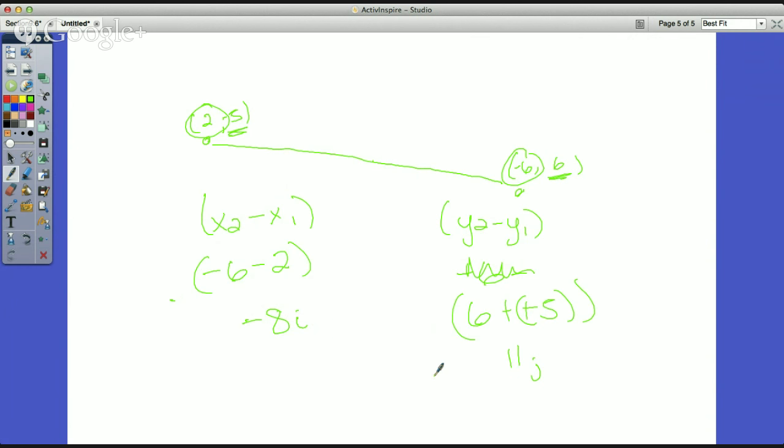So remember, in standard form we have our x plus our y, or our i plus our j. So in this one it'd be -8i plus 11j.